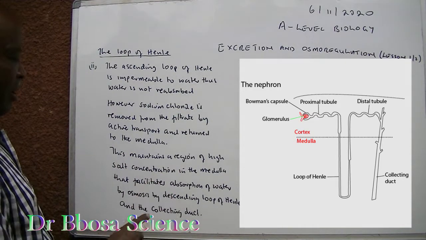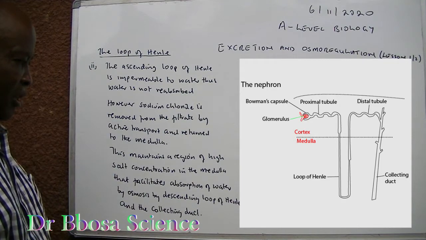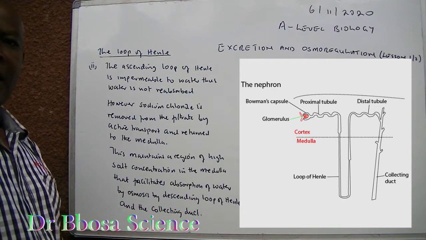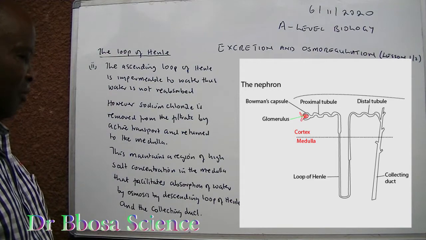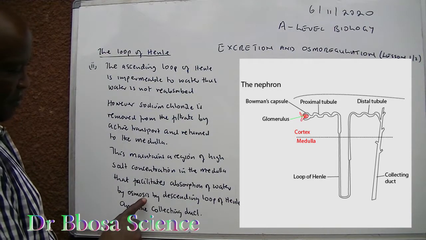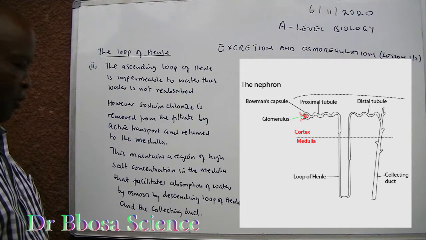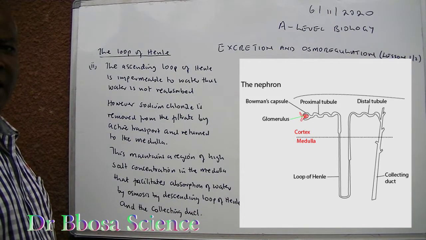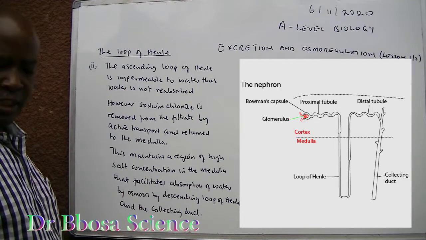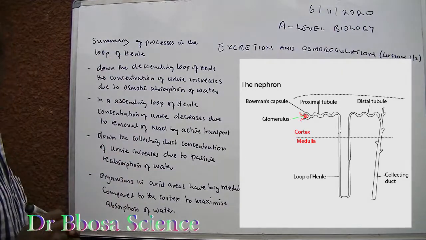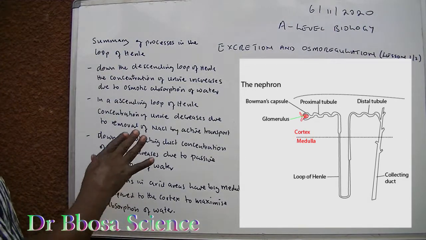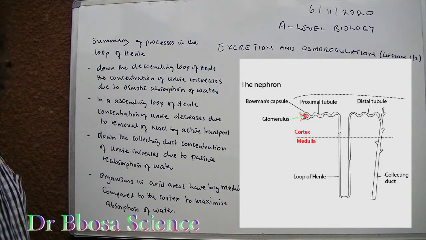This maintains a region of high salt concentration in the medulla that facilitates absorption of water by osmosis by the descending loop of Henle and the collecting duct. Summary of the processes in the loop of Henle.